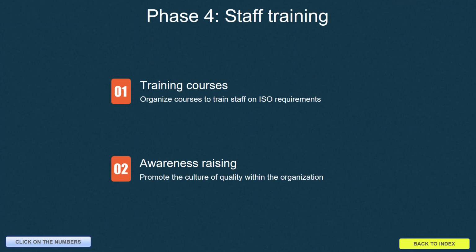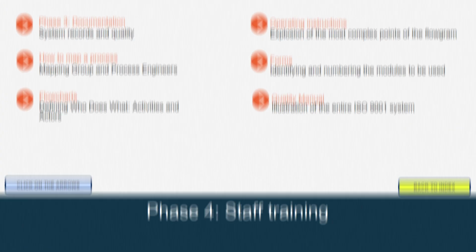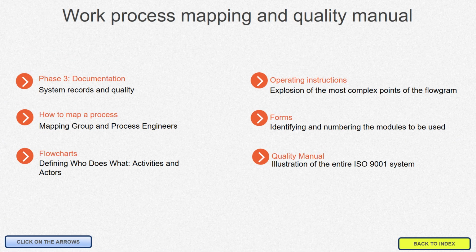Staff training is essential for ISO 9001 compliance. Organize training courses for your team on ISO requirements and promote a culture of quality throughout your organization. Process mapping is vital. Work with mapping groups and process engineers to create flowcharts that define activities and actors. Break down complex points with operating instructions and identify forms to be used. Document your system with a comprehensive quality manual that illustrates the entire ISO 9001 system.